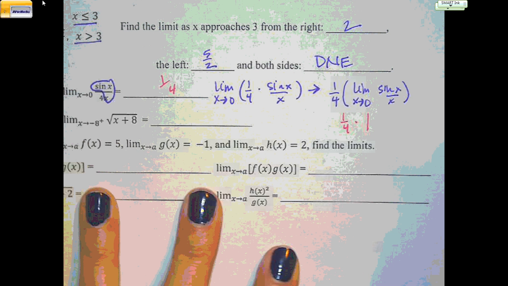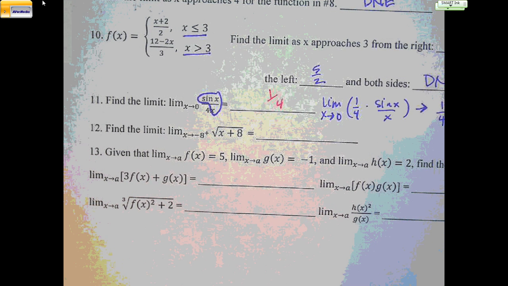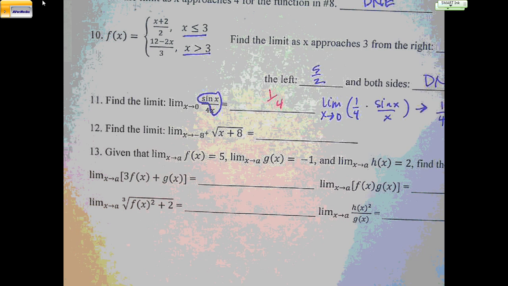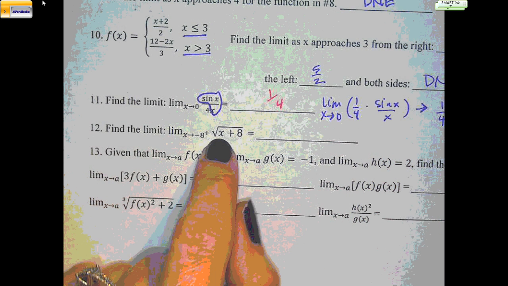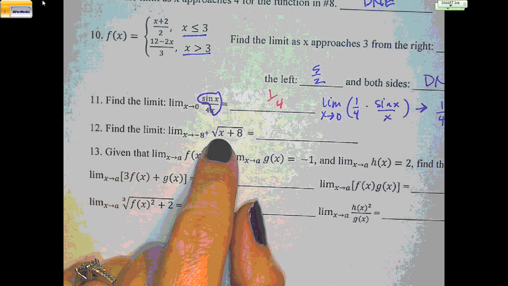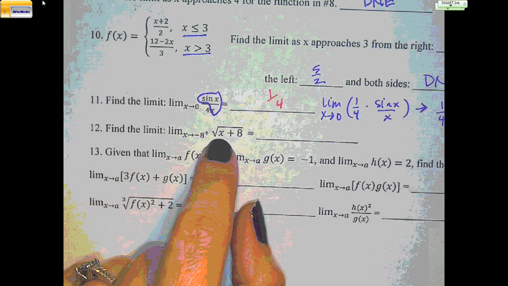12. 12 was tricky for some folks yesterday. The limit is we're approaching -8 from the right. A bunch of you started to stick in -7.9999. Why are you making it harder than it is? Why can't you just plug in -8? Or can you?